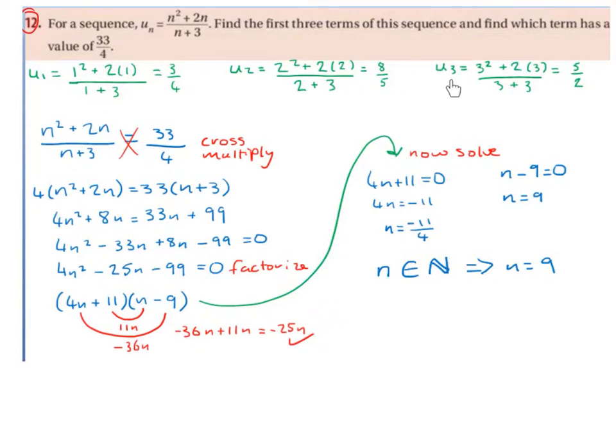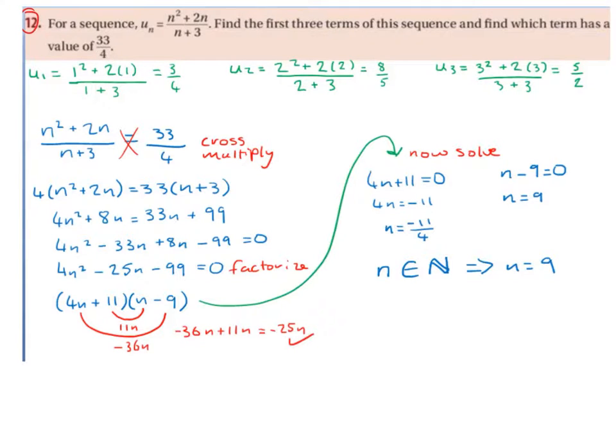Then to get term 3, or u3, we're going to swap a 3 for every n in this formula. So 3 squared plus 2 times 3 divided by 3 plus 3. 3 squared is 9. 2 by 3 is 6. And 9 plus 6 would be 15. And 3 plus 3 is 6. And 15 over 6 will simplify to 5 over 2. So the third term of this sequence is 5 over 2.